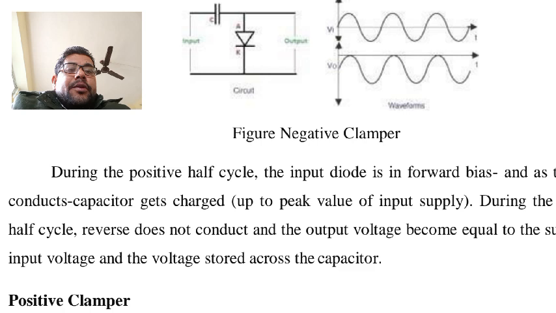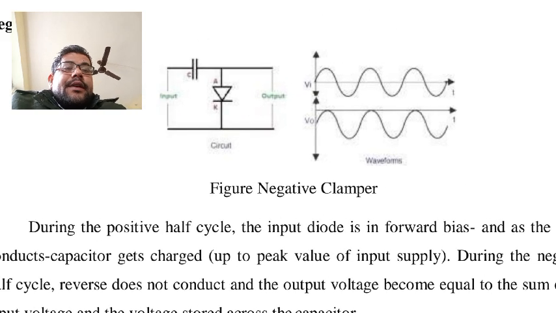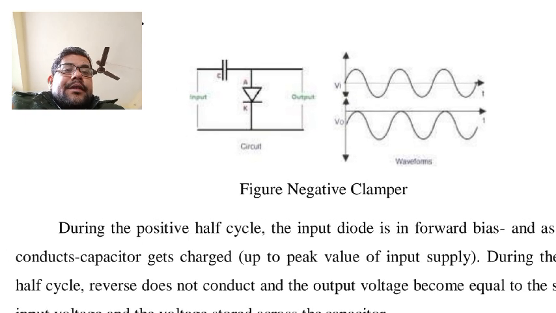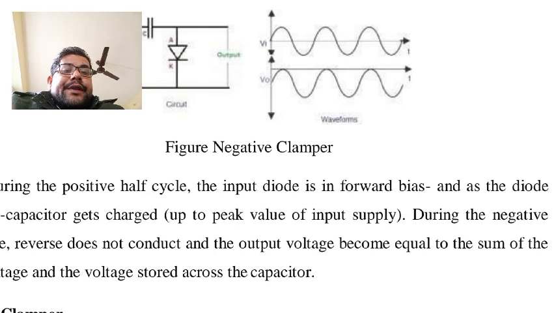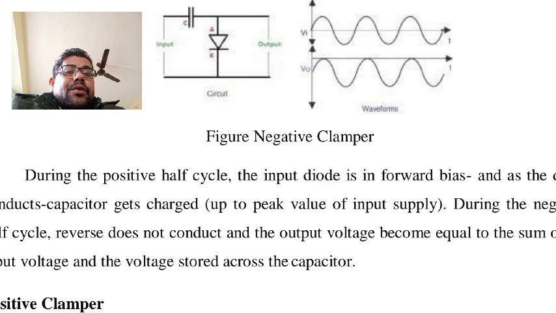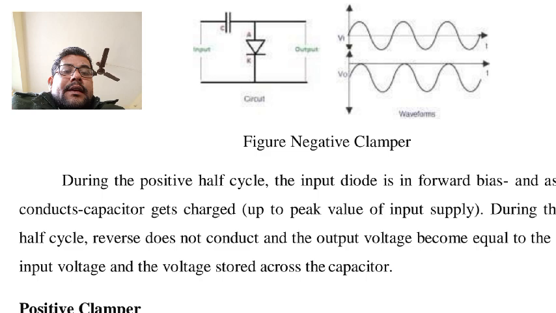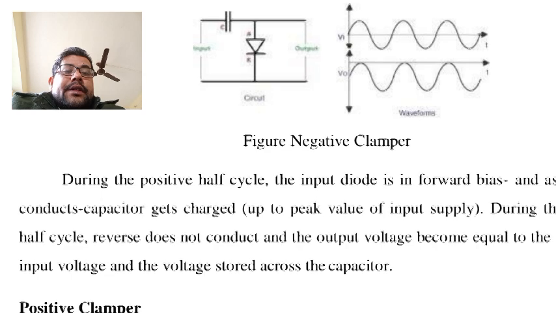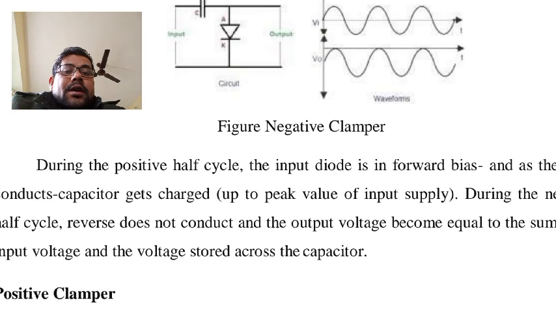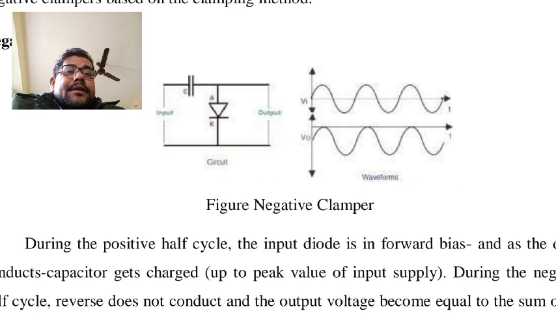During the positive half cycle of the input, the diode is forward biased. So the diode conducts and the capacitor charges up to the peak voltage of the supply. During the negative half cycle the diode does not conduct, so the output voltage becomes equal to the sum of the input voltage and the voltage stored in the capacitor.